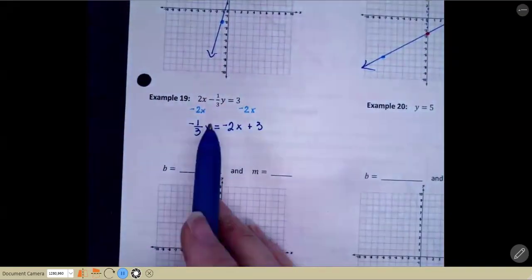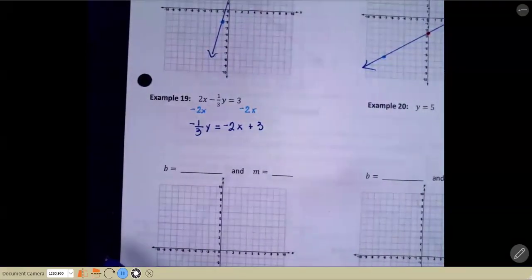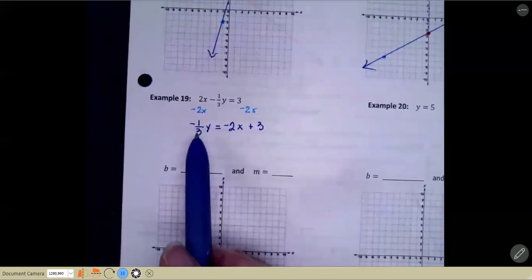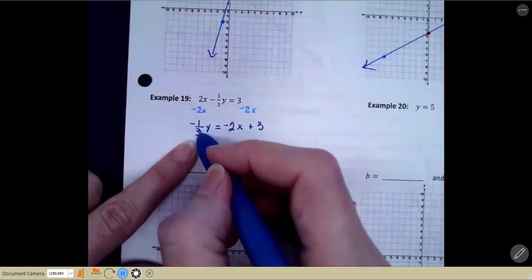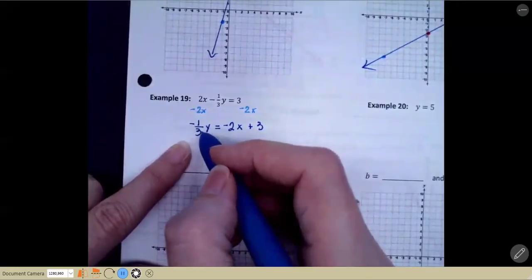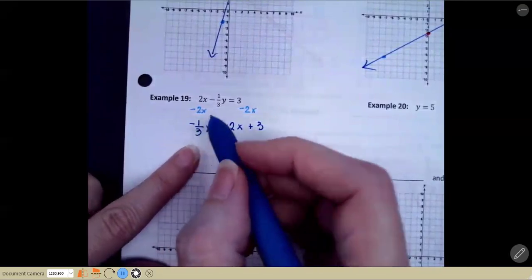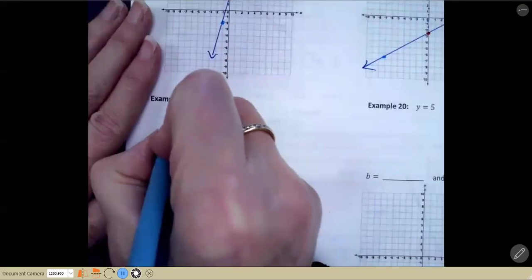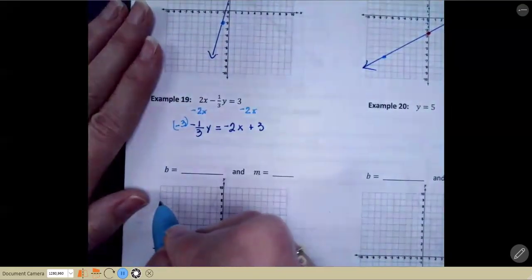Now we can divide everything by -1/3 if we wanted to, which means that we'd be multiplying everything by a -3. I want to get rid of this fraction, so I have to multiply by the reciprocal of -1/3. So I'm going to multiply everything by a -3, and this is going to clear the fraction.